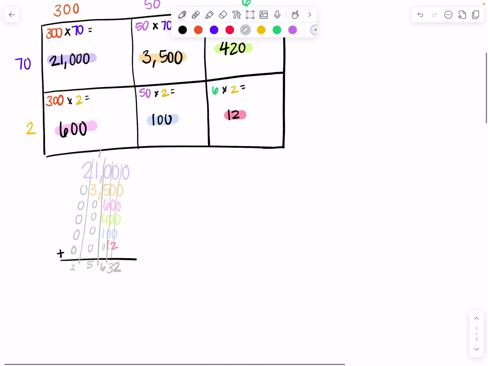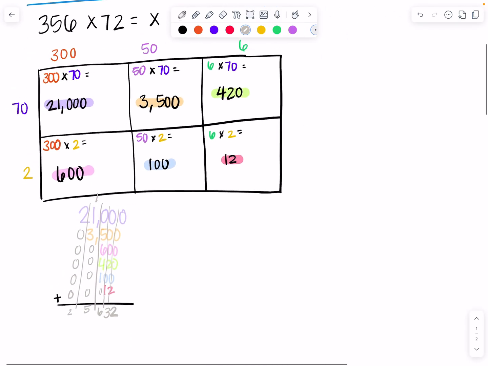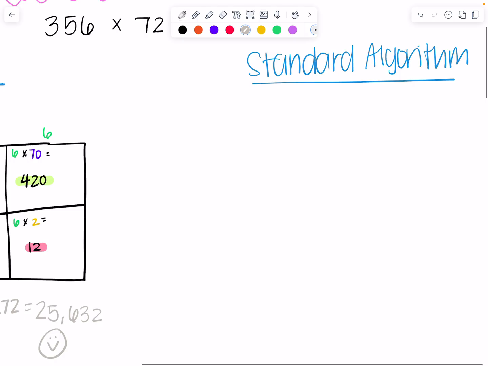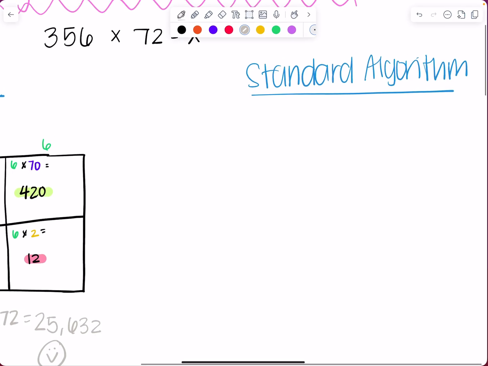So, according to the addition of my partial products, 356 times 72 equals 25,632. Okay, moving on. Let's do standard algorithm.